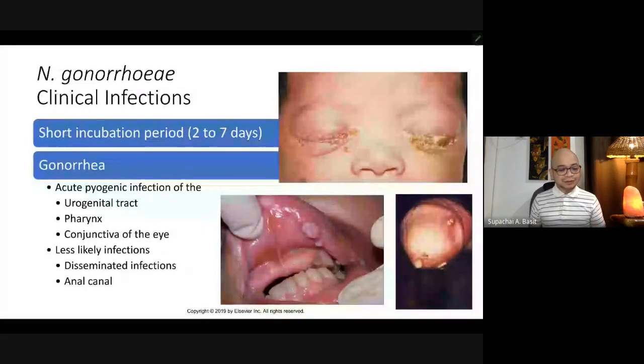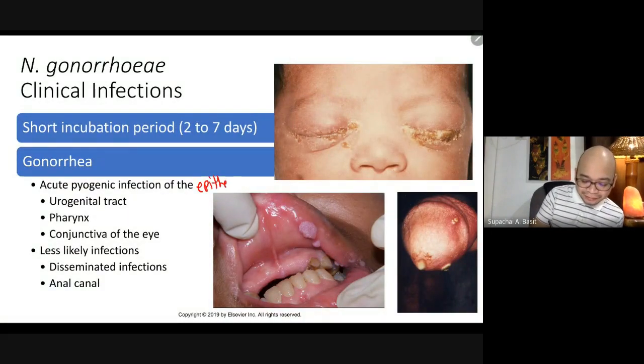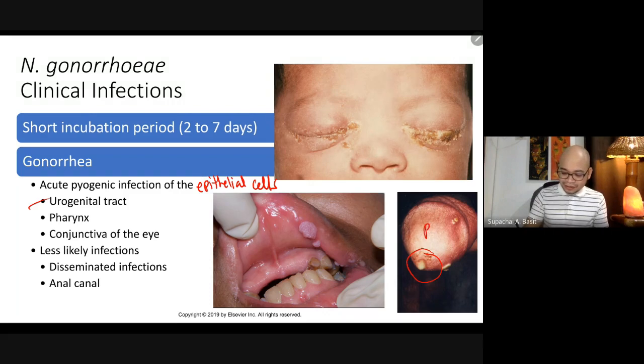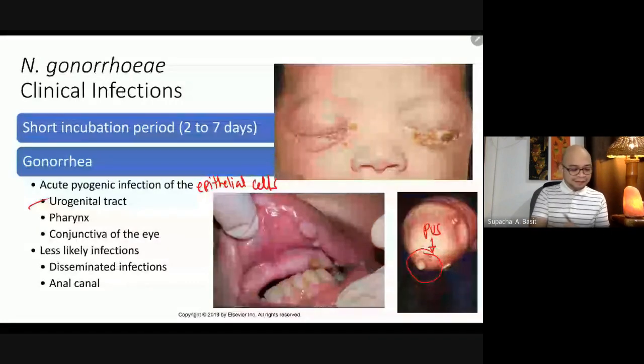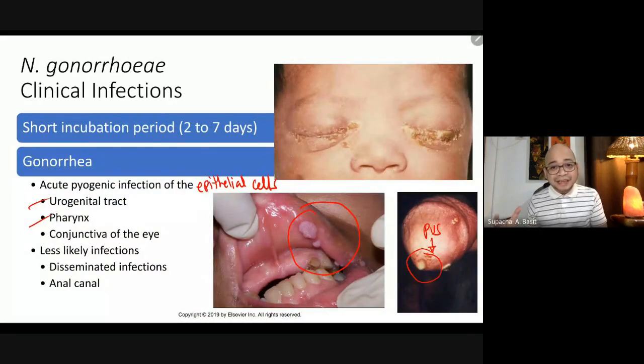It has a very short incubation period of 2 to 7 days. Gonorrhea is defined as an acute pyogenic infection of the epithelial cells of the urogenital tract, in this case. As you can see, pus comes out. The pharynx, if the person is involved in oral sex, the oral cavity can also be infected, and the conjunctiva of the eye.